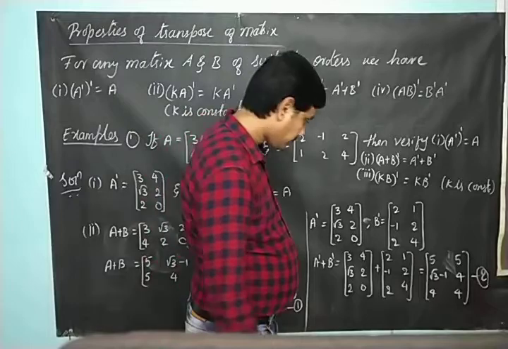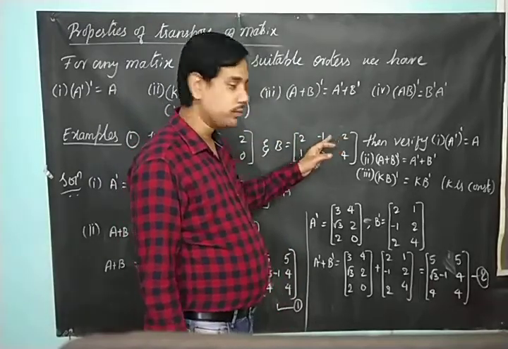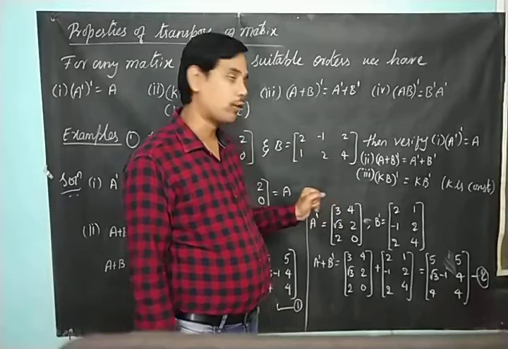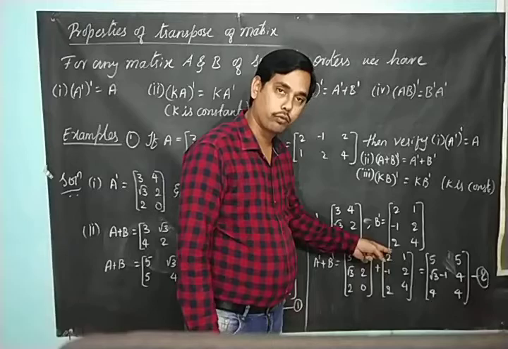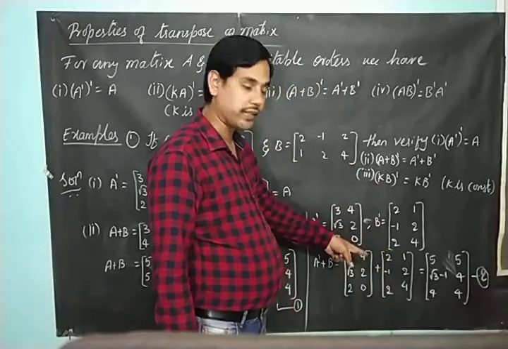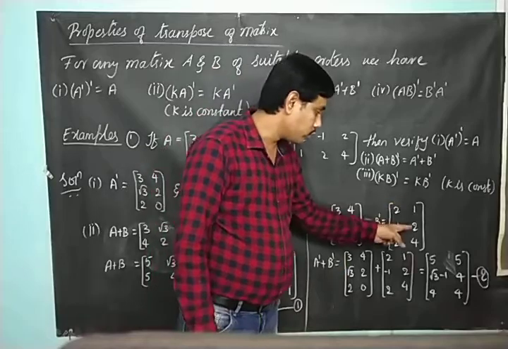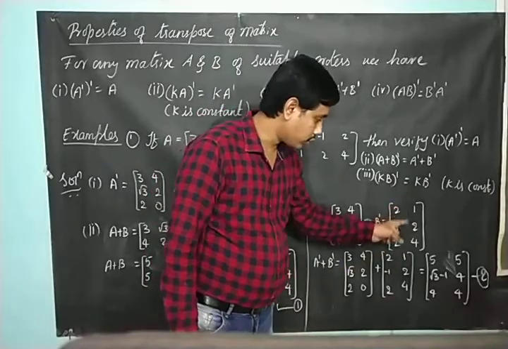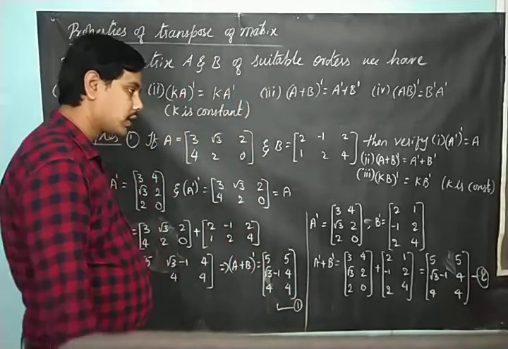Okay. So B is given here. What is B transpose? The first row will become the first column, the second row will become the second column. So 2 minus 1 2. The first row has become the first column there. The second row, 1 2 minus 4, becomes the second column, 1 2 minus 4.